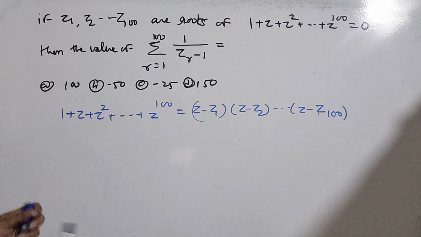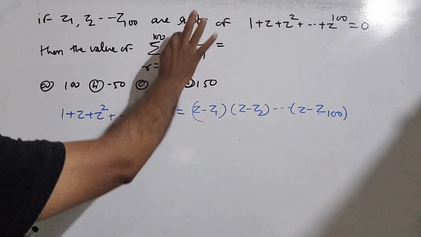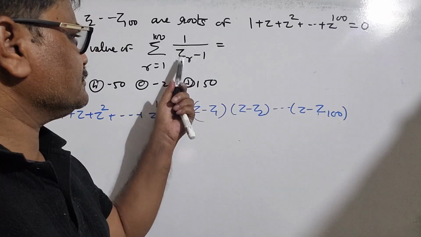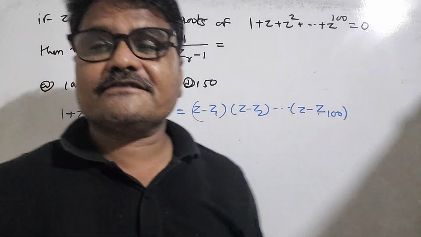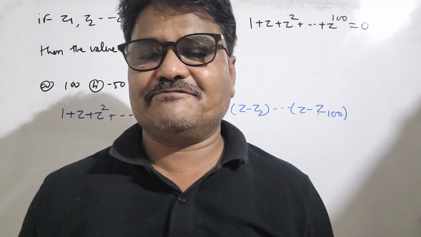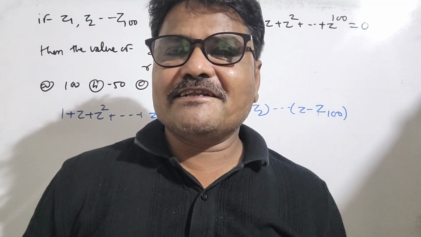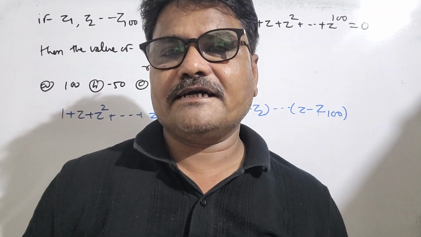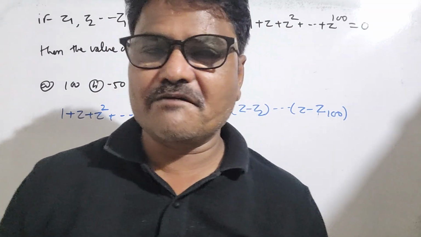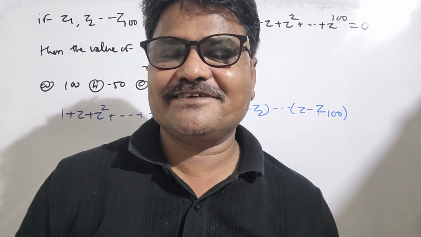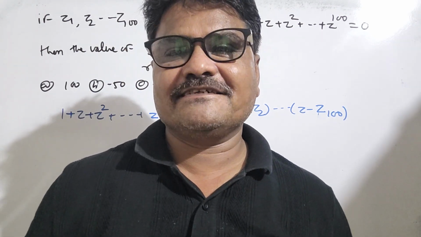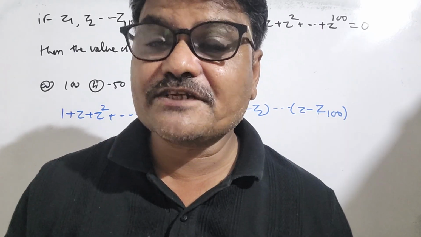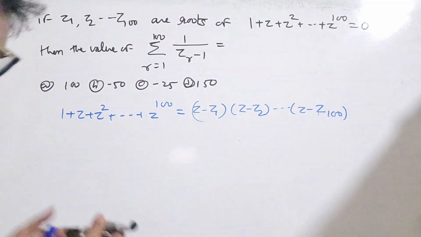The next one is, you have to find the summation of 1 upon zr minus 1, where r ranges from 1 to 100, that is 1 upon z1 minus 1 and so on. So first, how to create 1 upon z minus 1. 1 upon x can be created by differentiating log of x. So first you have to take log, then differentiate.